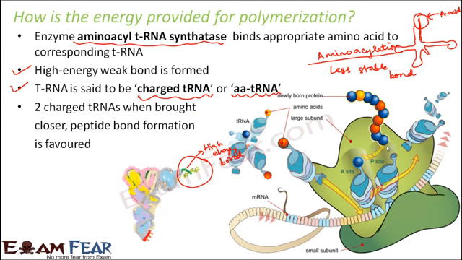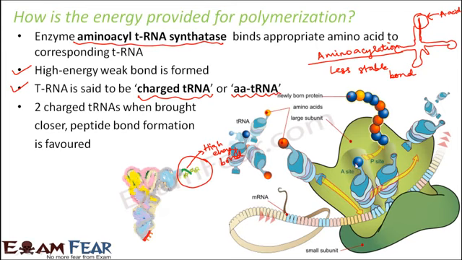The amino acids also tend to come closer to each other. Now since the bond is already a very weak bond, their tendency of breaking that bond is very high. So what happens? The weak bond breaks. And when the weak bond breaks, any bond when it breaks, it releases a lot of energy. So when this high energy bond breaks, a lot of energy is released. And this energy is utilized for the formation of a new bond called peptide bond between the two amino acids.